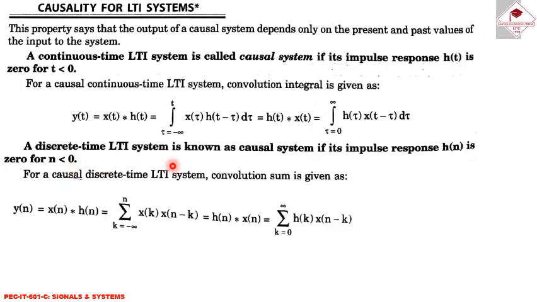A discrete time LTI system is known as a causal system if its impulse response h[n] is 0 for n less than 0. For a causal discrete time LTI system, the convolution sum is given as y[n] equals x[n] star h[n], which equals the summation from k equals minus infinity to n of x[k] h[n minus k], which equals h[n] star x[n], which equals the summation from k equals 0 to infinity of h[k] x[n minus k].